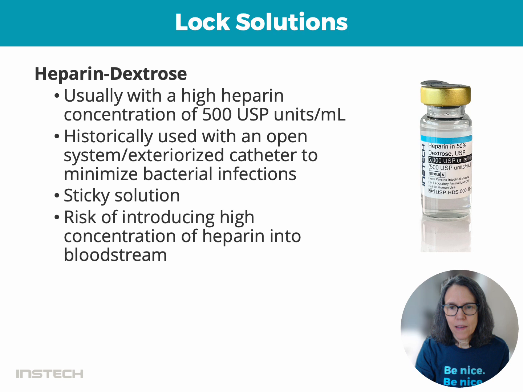Another commonly used solution is the heparin dextrose, also usually comes with a high heparin concentration of 500 USP units per ml, and also historically used with an open system and the exteriorized catheter to minimize the bacterial infections. As you know, working with an open system, you have a lot more risk of infections than if you were to work with a closed system. This solution is very sticky due to the dextrose, and the same thing, since this is a high concentration heparin, you have a risk of introducing that into the bloodstream.